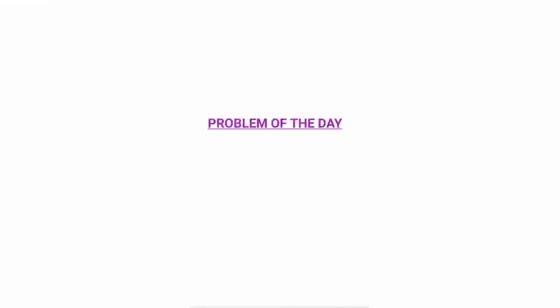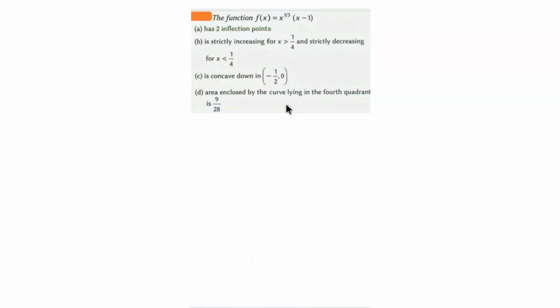So coming to the problem, this is the problem that I've taken today. It has been given to us that the function f of x is x to the power 1 by 3 into x minus 1. It has been asked whether it has two inflection points. Is that statement right or not? And it is strictly increasing for x greater than 1 by 4 and strictly decreasing for x less than 1 by 4. And it is concave down in minus 1 by 2 comma 0, and the area enclosed by the curve lying in the fourth quadrant is 9 by 28.